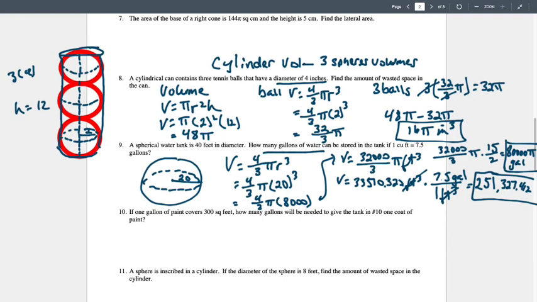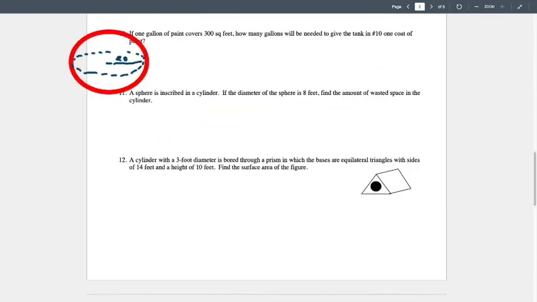Okay, on the next one, let me pause it a second and move this up. On the next one, number 10, oh, I forgot to change that number. If 1 gallon of paint covers 300 square feet, how many gallons will be needed to give the tank in number 10 1 coat of paint? I meant number 9, sorry. So this is the same sphere picture that we're going to be working with, but we're going to do the sphere surface area.